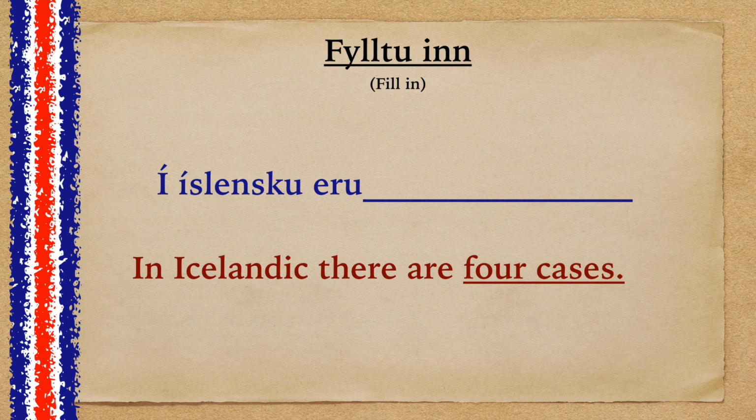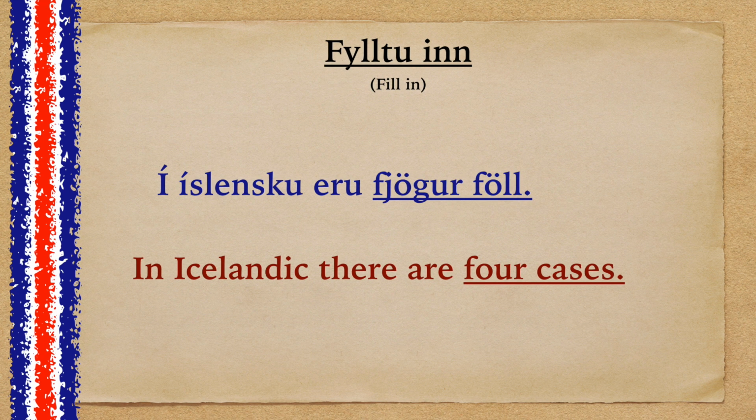The final exercise of today, fill this in. Í íslensku eru, so that the meaning is, in Icelandic there are 4 cases. This is not completely trivial. Do your best. Press pause. If you want a hint, here it is. The word for case in Icelandic is a neuter word. Remember this. Try and fill it out. Press pause. And now I will give you the result. Í íslensku eru 4 föll. In Icelandic there are 4 cases.